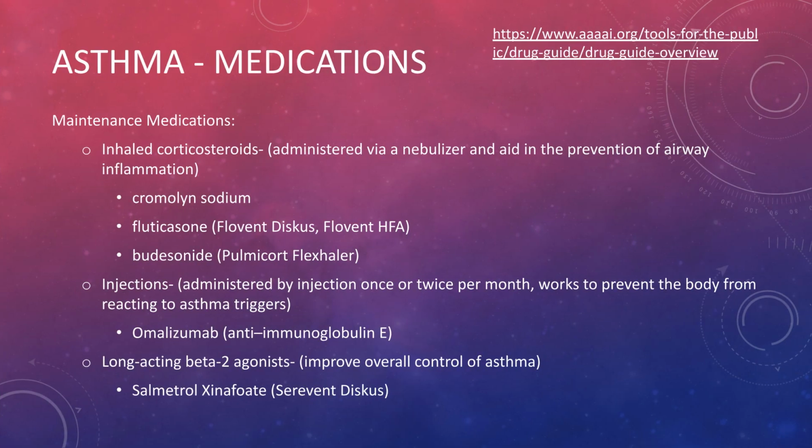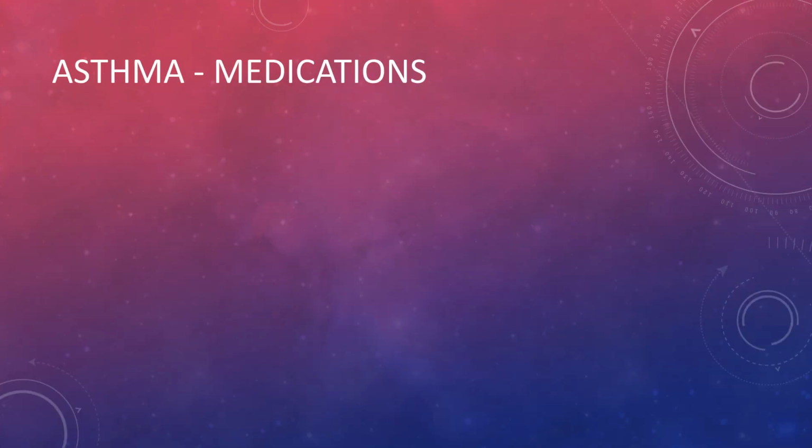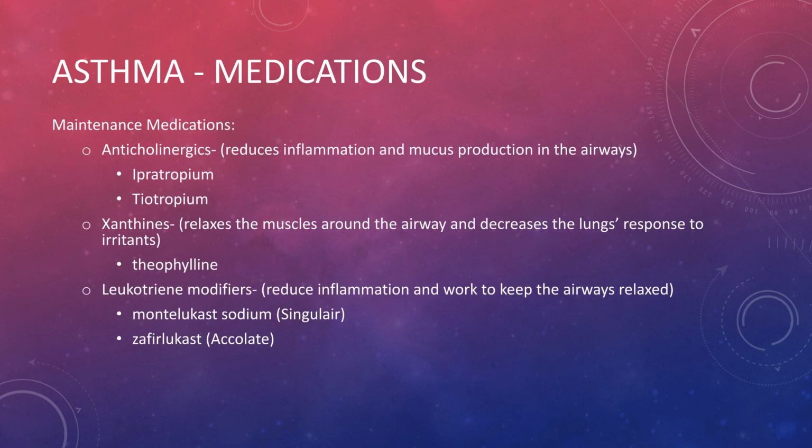Asthma maintenance medications include inhaled corticosteroids such as fluticasone and budesonide, and injections like omalizumab. Long-acting beta-2 agonists like salmeterol help to improve overall asthma control. Further maintenance medications include anticholinergics such as ipratropium and tiotropium, which reduce inflammation and mucus. Xanthines, like theophylline, relax airway muscles, and leukotriene modifiers, like montelukast, reduce inflammation.